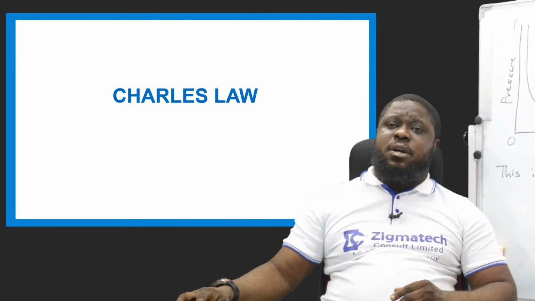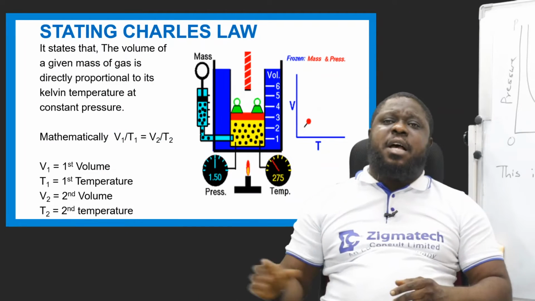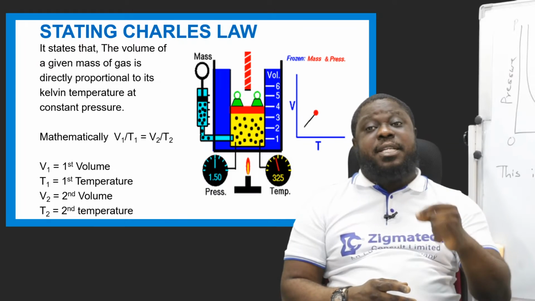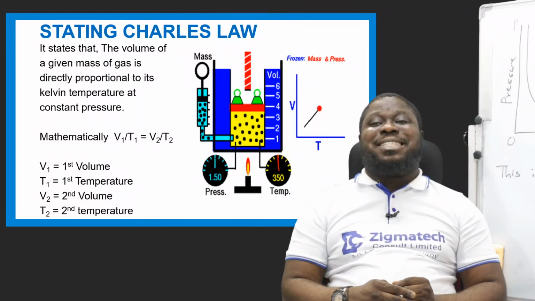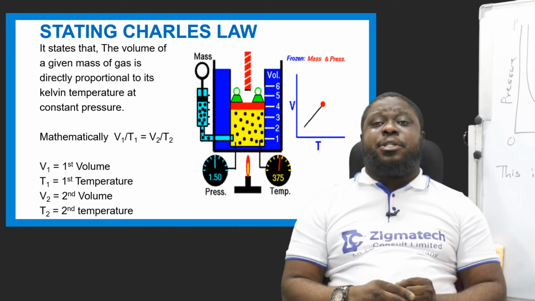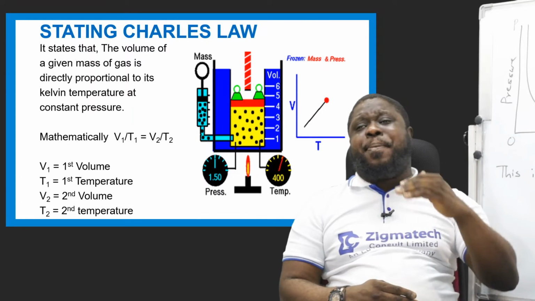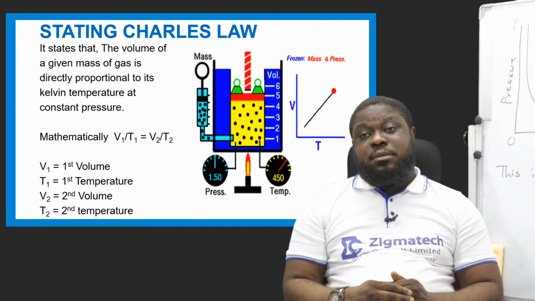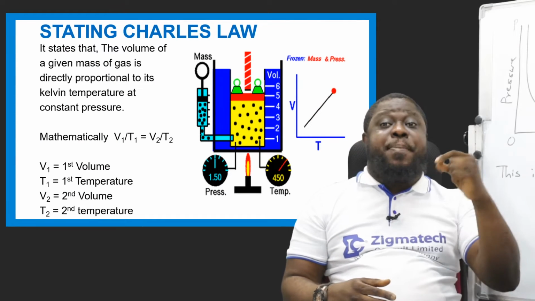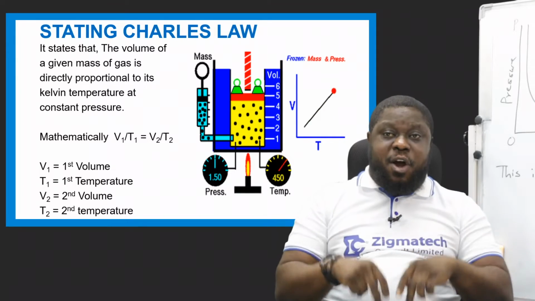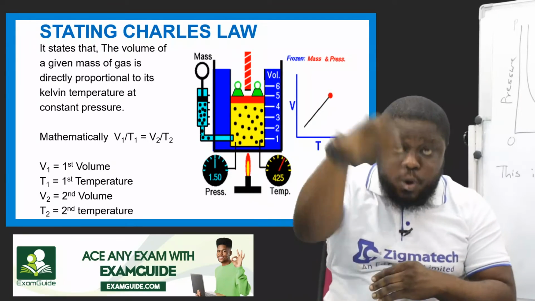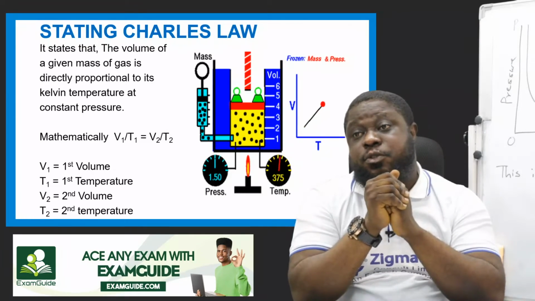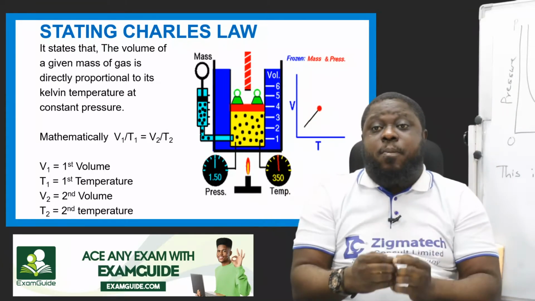Now let's know what the Charles Law tells us. The Charles Law states that the volume of a given mass of gas is directly proportional to its Kelvin temperature at constant pressure. As long as the pressure is constant, the temperature must be constant. In essence, the volume too will be constant. So in essence, all of them are equal.